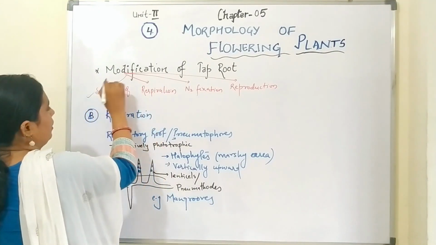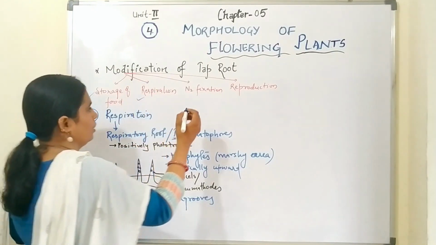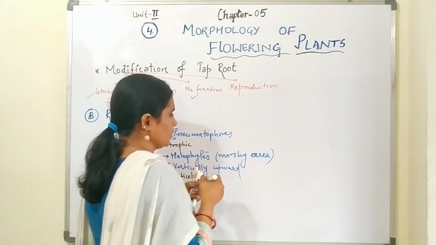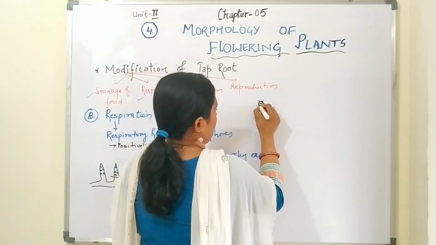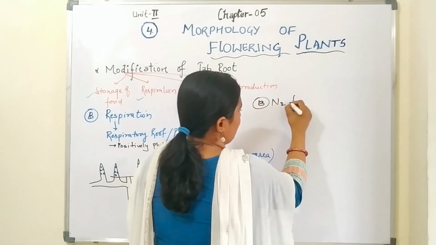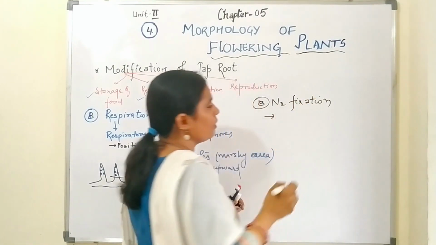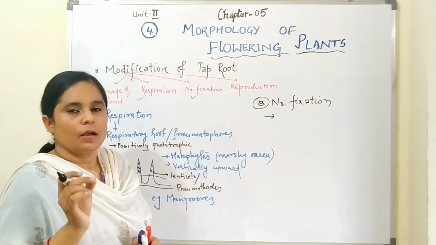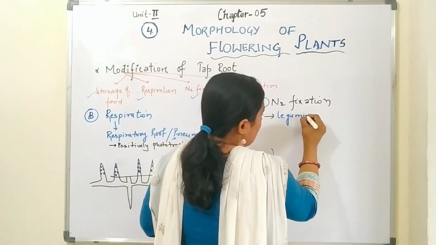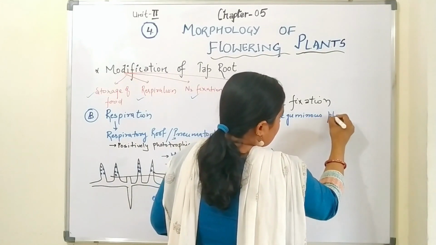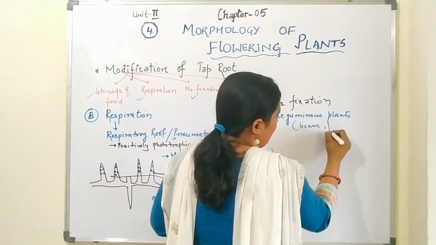So we have done the storage of food and respiration. Now the next one is nitrogen fixation. So you have heard about this in case of leguminous plants. Means beans, pea.